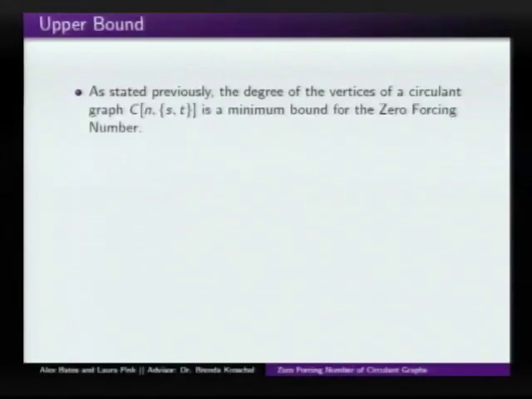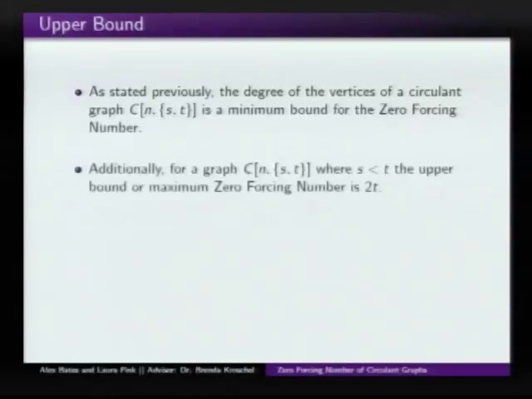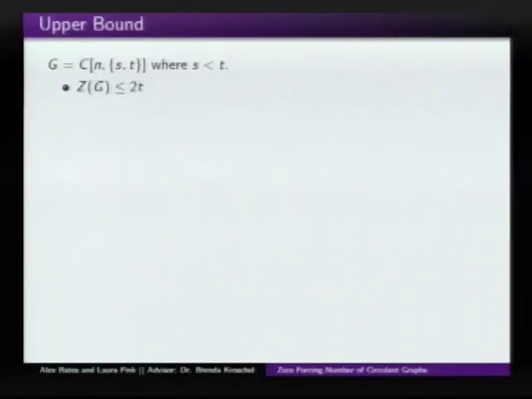As we said previously, the degree of the vertices of a circulant graph is a minimum bound for the zero forcing number. Additionally, for a graph on n vertices with connections s and t, where s is less than t, the upper bound or maximum that the zero forcing number could be is 2t. And so we have a couple examples of this. Whatever n, s, and t are, as long as s is less than t, we can say the zero forcing number is less than or equal to 2t.